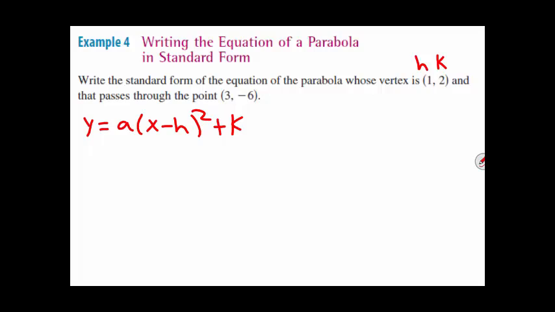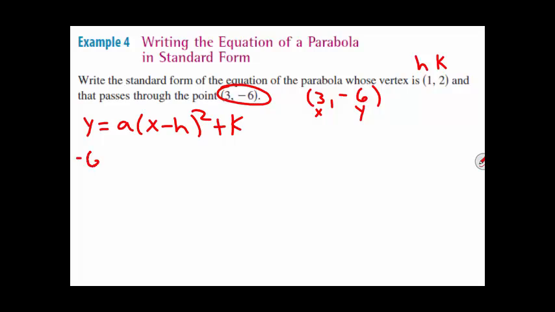But we also know it passes through this point. I don't have enough room to write it there, but in that point, we have a 3 and a negative 6. So the 3 is our x value, and negative 6 is the y value. So we can plug all those into this general form, and then solve for a so we can figure out what the stretch factor is.